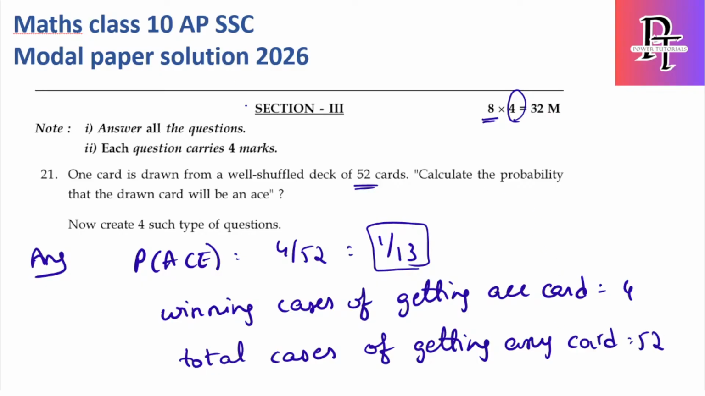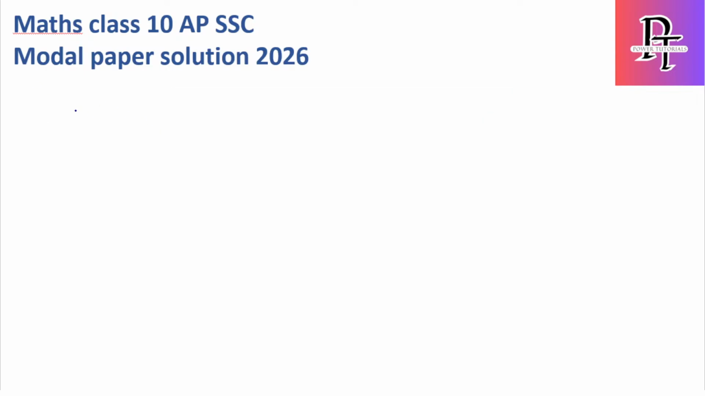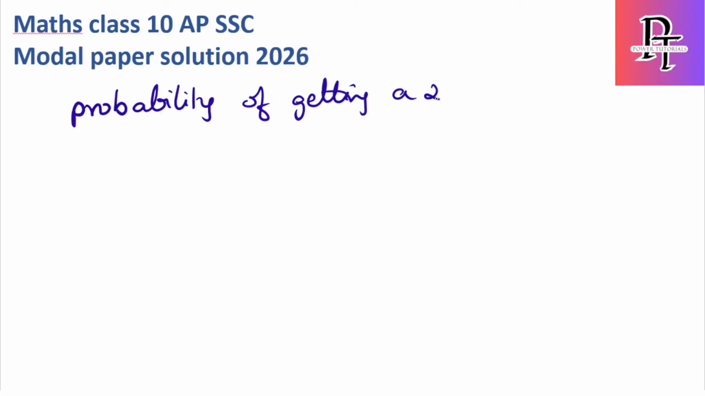But this is not the only question, they are also asking to create 4 such types of questions. So 4 more such questions. I'll simply write probability of getting a 2. So here also it's the same, the probability is 4 by 52. Why? Because we have a total of 4 cards of 2. Same way, this is 1, they are asking 4 more, so I'll write all one by one.